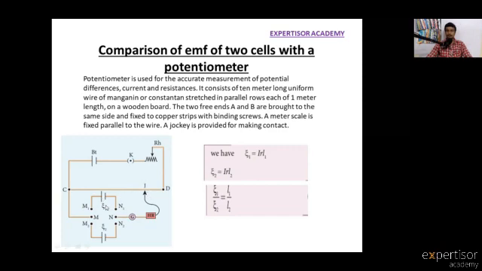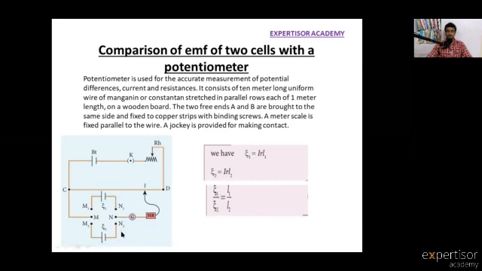If you stop the second battery, the jockey touches the total CD wire, and at the galvanometer a null point is formed. That means Ig is equal to 0; the current in the galvanometer is 0. At this point, epsilon 1 is equal to I R L1. At the same time, epsilon 2 is equal to I R L2. By using these two, we get the relation. So this is the comparison or balancing of the EMFs of the two batteries.